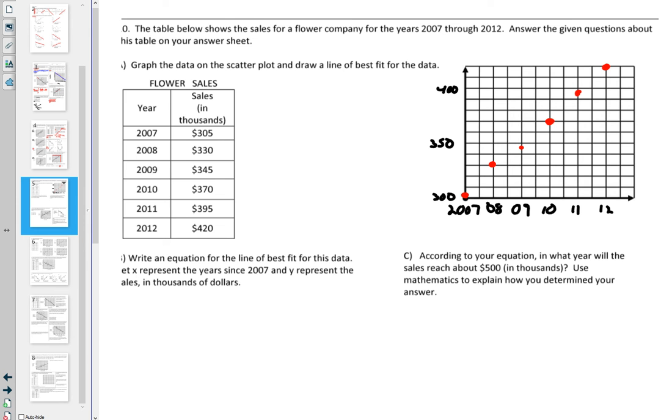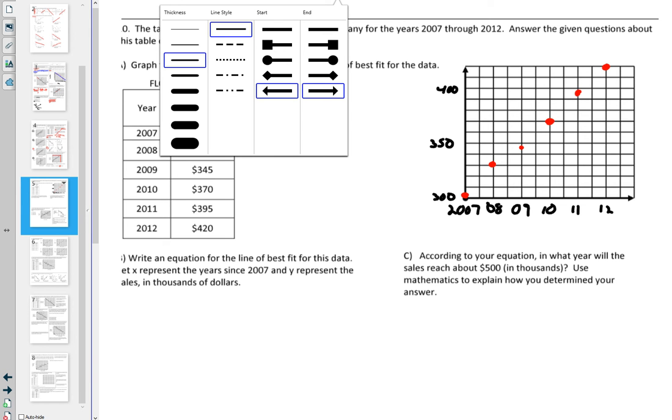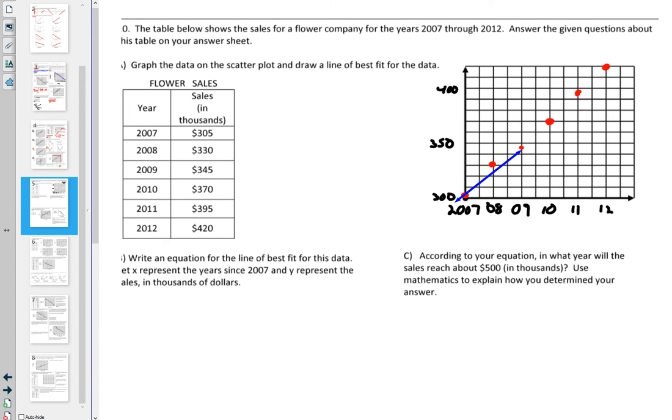So if we were to draw a line of best fit, trying to see how many, it's a pretty good one. If I draw it like that, I'm passing through 3 points, almost 4 points. And it seems like I have 1 point above and 1 point below. I think that's a pretty good line of best fit.